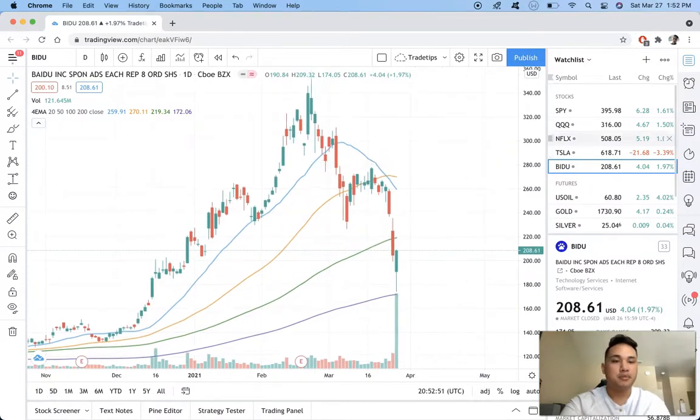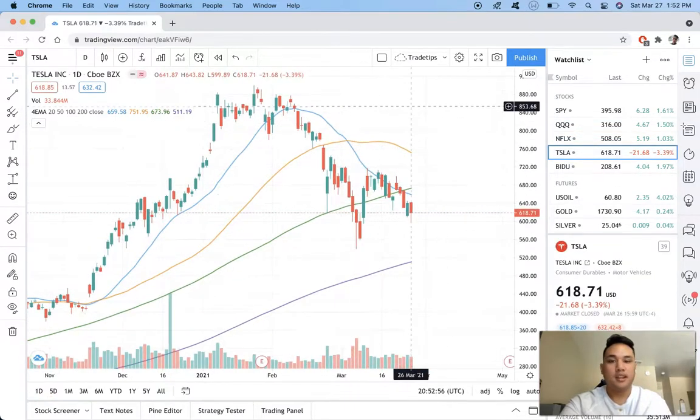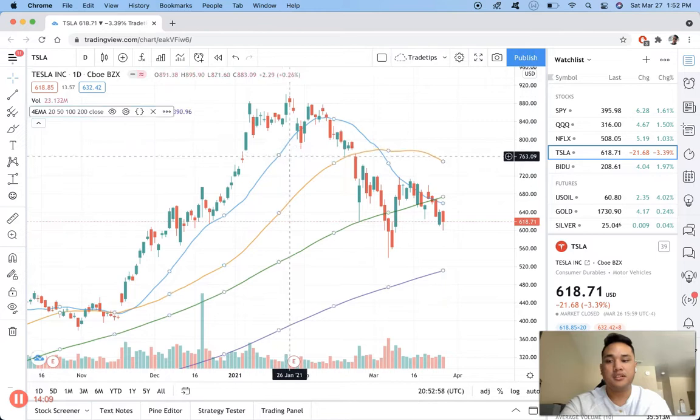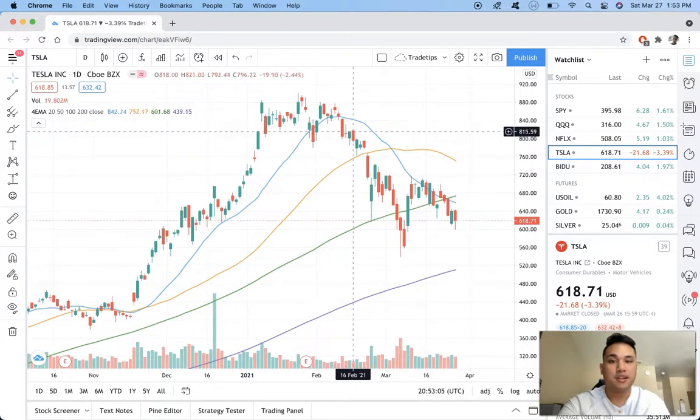For the last example I have for you guys, we're going to be looking at Tesla, where in Tesla, as soon as we lost the 20-day moving average again, we can see that it starts to get a little bit more choppy, a little bit more volatile in here.